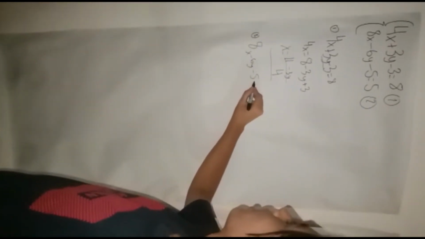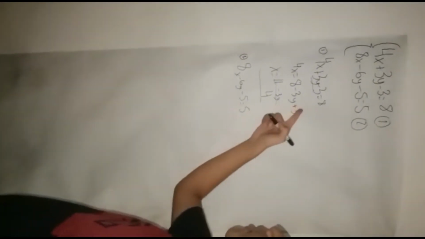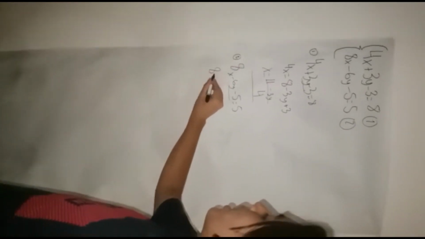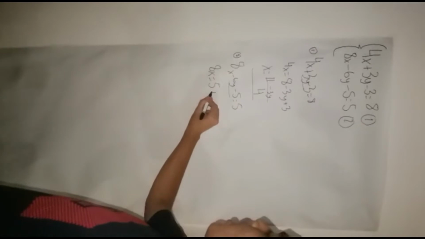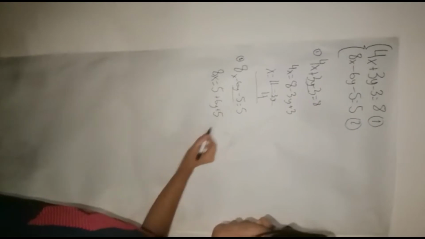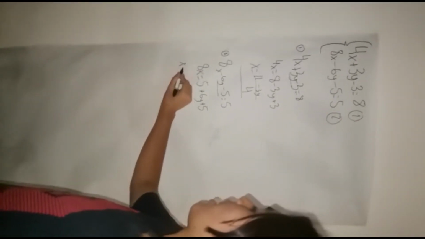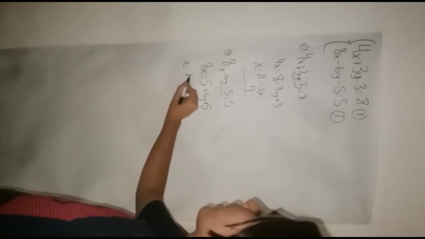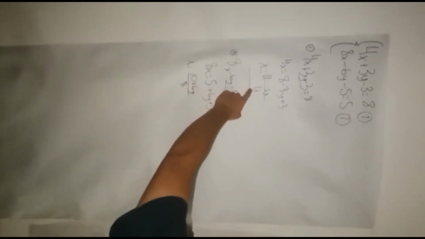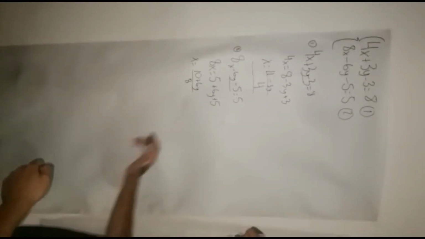Now we are going to do the same thing with the following equation, which is 8x minus 6y minus 5 equals 5. We are going to do the same as above, and we're going to pass these two to the other side. It remains 8x equal to 5 plus 6y plus 5, because the signs are changed, and the x is still left alone. This works out to 10 plus 6y over 8, and now these two equations.